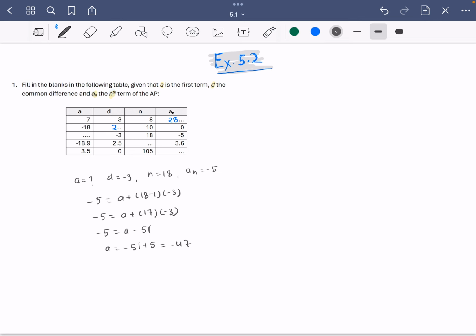Oh, wrong. Alright, I made a mistake here. Negative 5 should be A minus 51. So A should be minus 5 plus 51. It's going to be 47. So that's what the value of A is, 47.